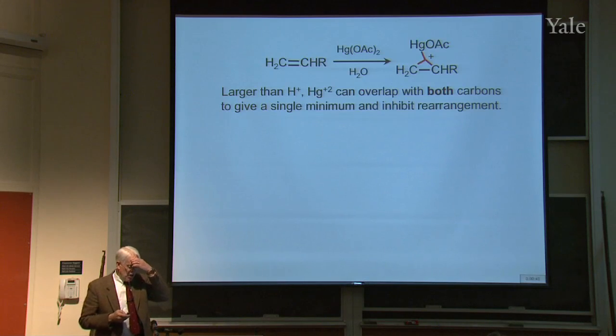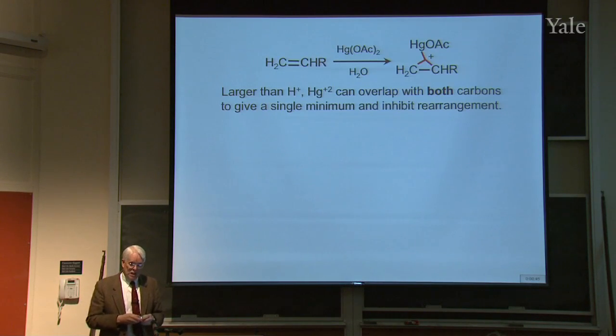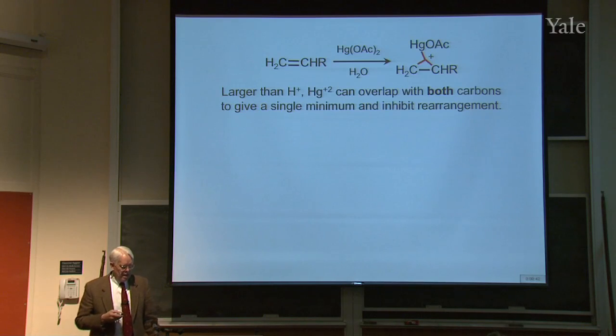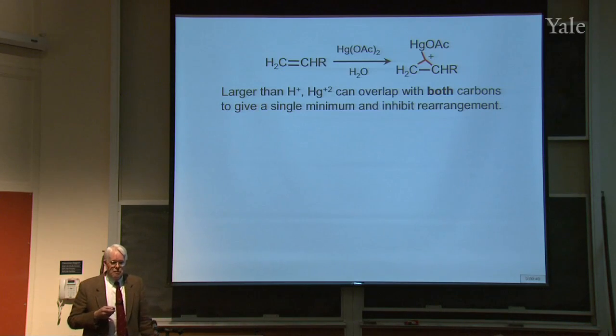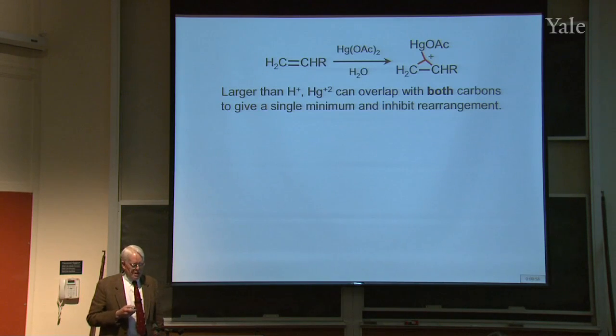Okay? So as shown there, now it's a Y bond, right? The electrons that were in the pi bond of the carbon-carbon double bond are now shared with the vacant orbital on the mercury cation. So it's one of those 3 center 2 electron bonds that we talked about before. Okay, so now since the mercury is bonded to both carbons, you can't get the rearrangement, right?